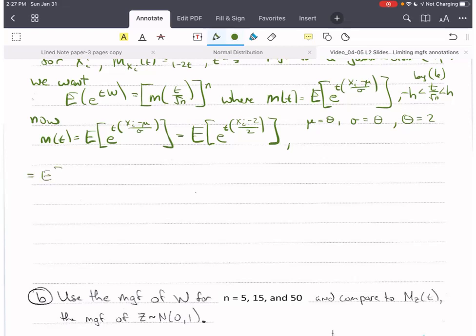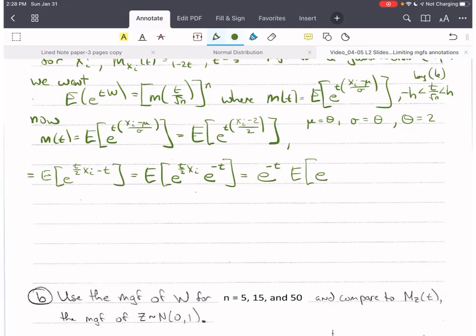This is equal to E of e to the t over 2 times Xi, minus t. So 2 over 2 is 1, right? We distributed the t across this quantity here. Now this is equal to the expected value of e to the t over 2 times Xi, and then e to the negative t. I can just break this up as a product. Now, e to the negative t, if we're doing this with respect to X, so this expectation is with respect to X, our random variable, t is a constant in this case, so we can pull it out of the expectation.